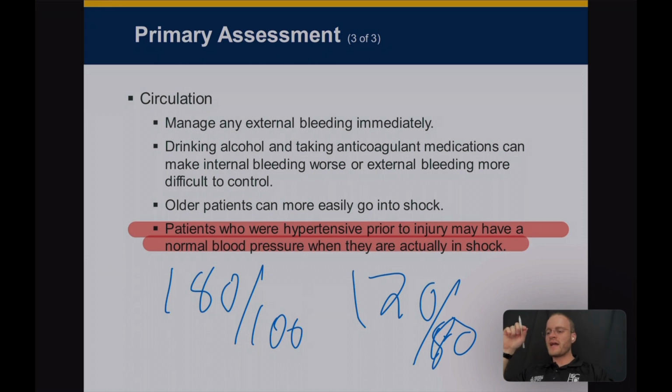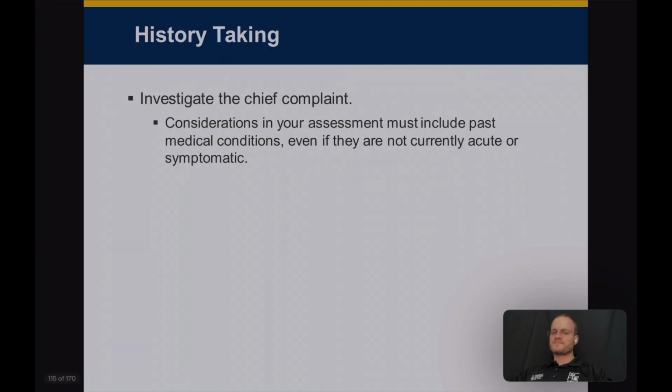So keep in mind that if someone's normally hypertensive and now they're normotensive or just slightly hypotensive, that could be deceptive. Patients that are normally hypertensive that are now normotensive have dropped their blood pressure because they can't compensate where it was normally at, and so be aware of that.